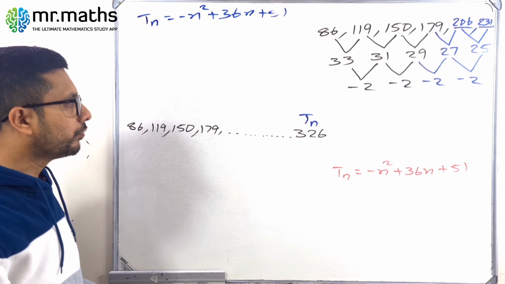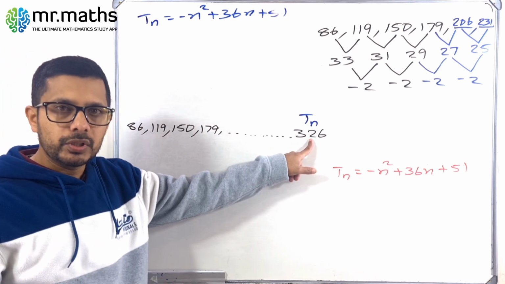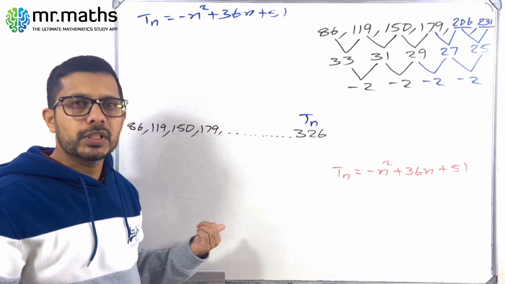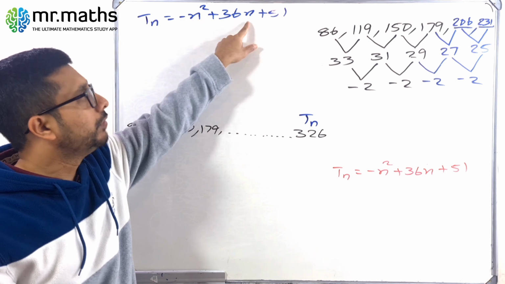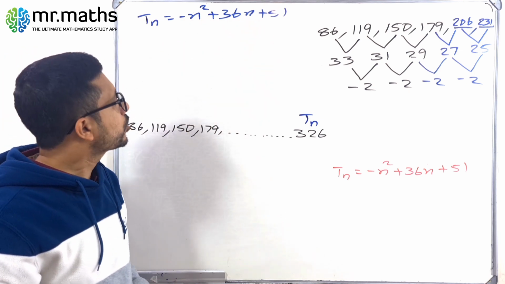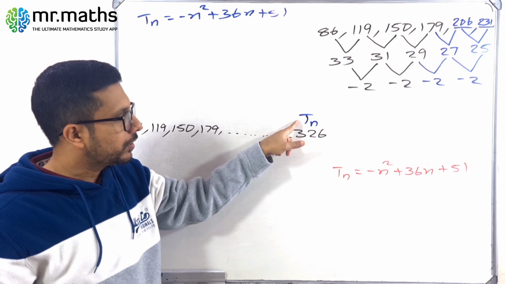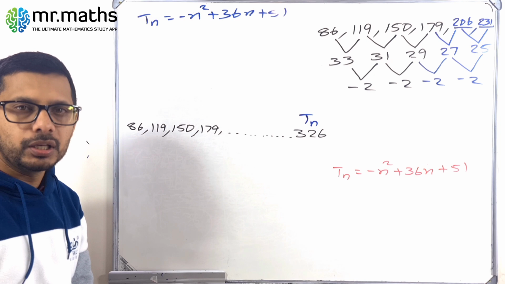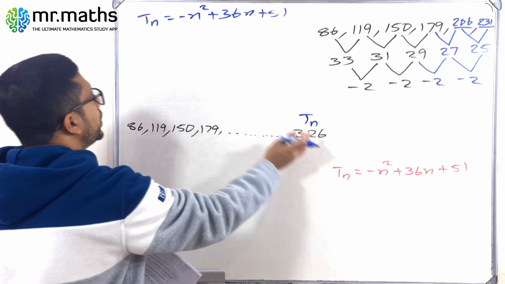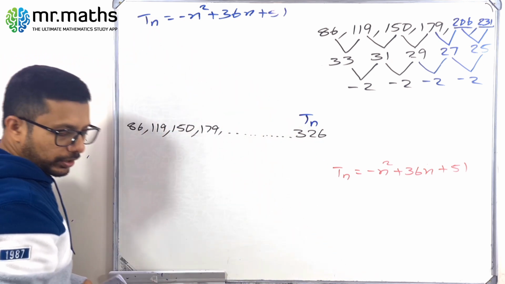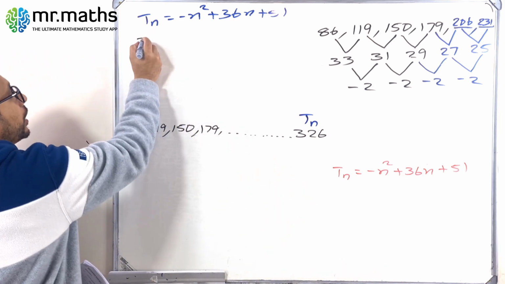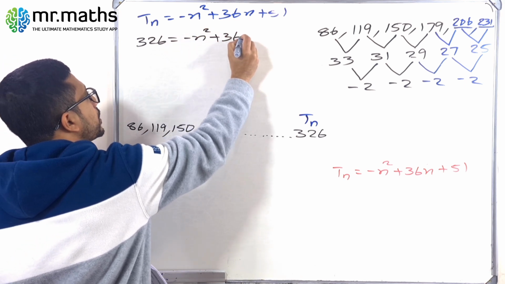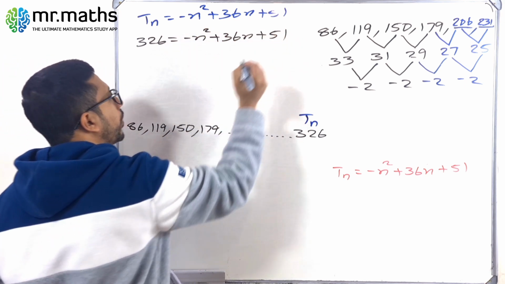And what we have to find is which term is this 326? Is it the 50th term or 40th term or the 25th term? That means in effect you have to find the value of this n. Do you understand? So we have to assume that this tn is the last term and call that 326. So this tn we can substitute as 326. So 326 is equal to minus n square plus 36n plus 51.